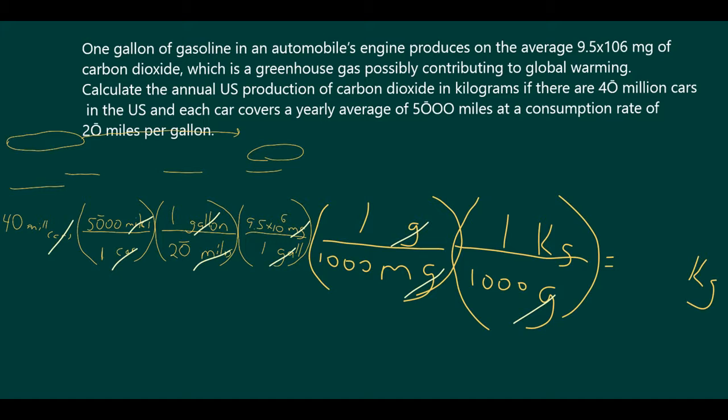And if we punch this into our calculator, we should get an answer of 9.5 times 10 to the 10th. And then our unit here is kilograms. So 9.5 times 10 to the 10th kilograms is the correct answer. You can do this as just one big long factor label problem, set up real nicely and clearly. It's a beautiful thing.